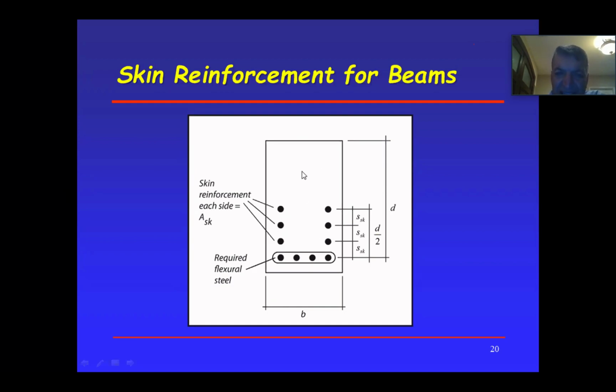So if that's the case, what the code tells us, this is your main steel, remember, for bending. But in addition to that, we have to put this reinforcement. We call them skin reinforcement on each side. We're not going to worry about that in this class, but I just want you to know what skin reinforcement is for, and where we use it. All right, so that's that.